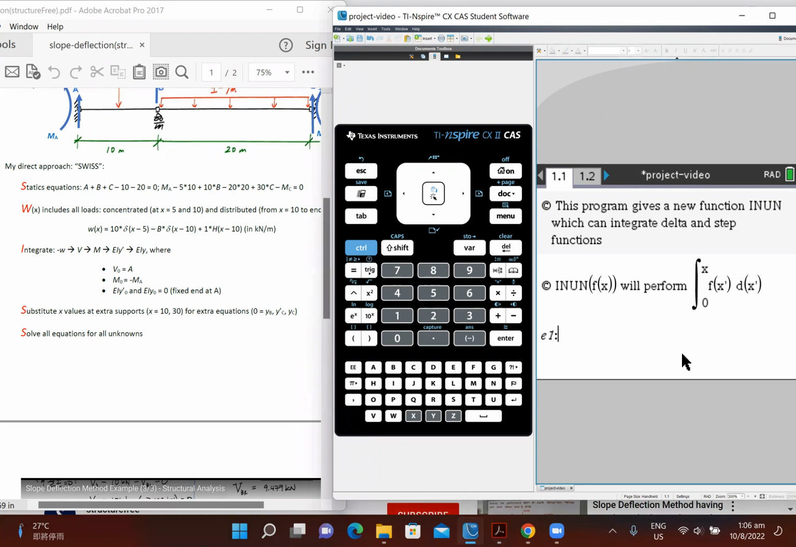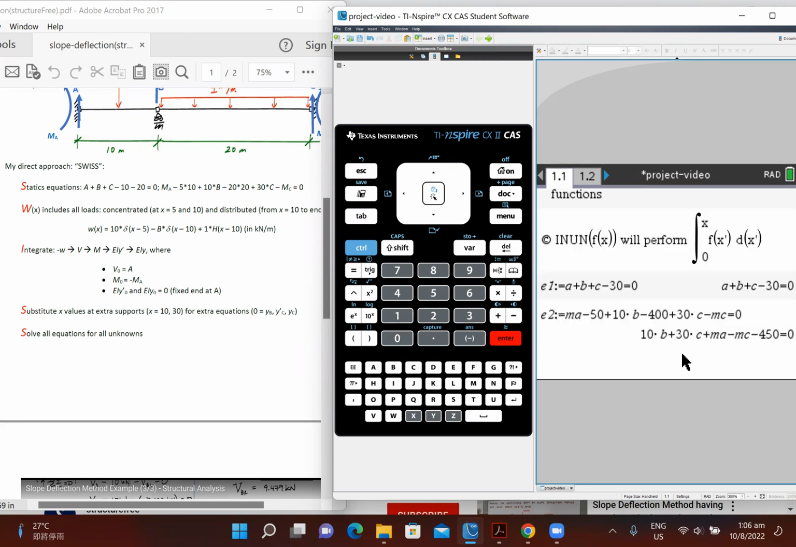So E1, equation number 1 will say that A plus B plus C, my unknowns, minus 30, total downward force, is 0. And E2, my second equation, says that MA minus 5 times 10, which is 50, plus 10 times B minus 400 plus 30 times C minus MC equals 0. So I've got two equations. I'm not going to bother solving for the unknowns. I don't have enough equations at this point.